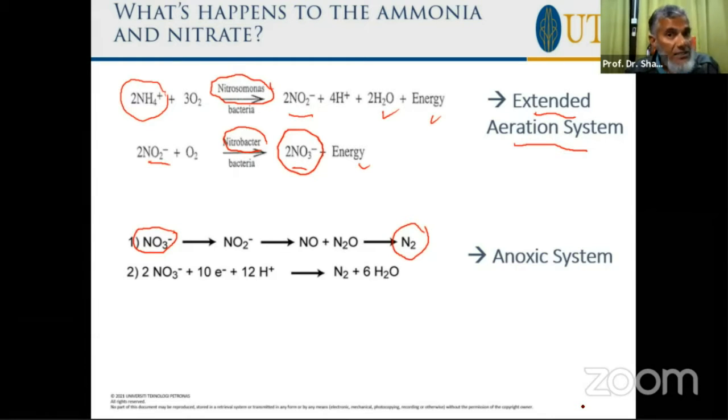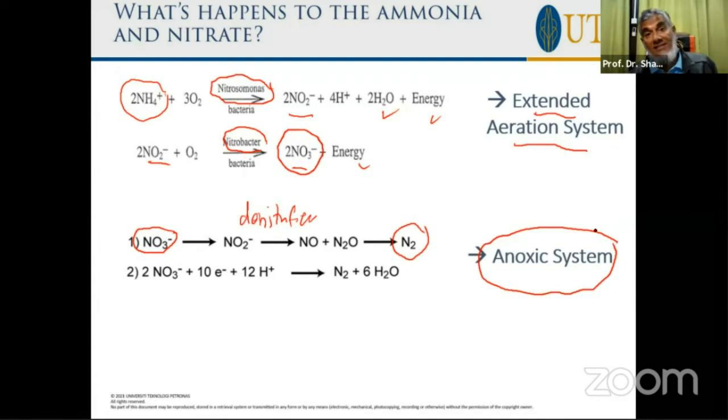But for nitrate to be reduced to nitrogen gas, you need another type of microbe, which is denitrifiers. And you need another tank, which is the anoxic system. So there are so many varieties of activated sludge system where you can have the anoxic tank prior to the extended aeration, or after the anoxic tank, or you can have alternates. So there are so many different types, which I mentioned earlier.